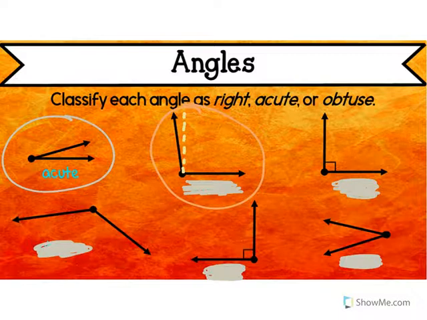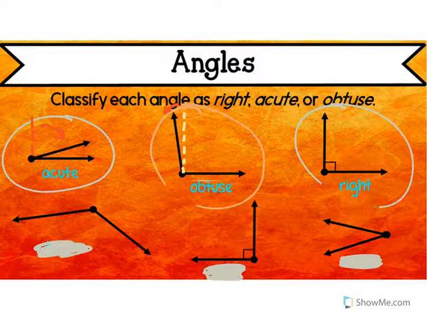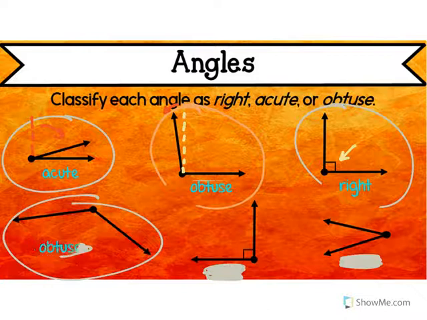This one is an obtuse angle because it went further than 90 degrees. Remember, this one's acute because it was less than 90 degrees. Take a look at this one. What is it? You're right. It's a right angle. We can tell because of that right there. What type of angle is this? You're right. It's an obtuse angle.